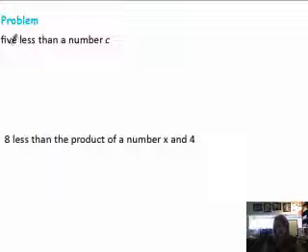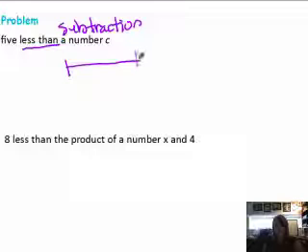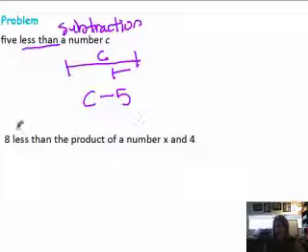So let's take a look at this problem. 5 less than a number c. So less than, we know we've got subtraction here. My writing isn't the greatest. That I'm sure will get better. Okay. 5 less than a number c. So I have some number c that is some amount, and I'm going to take 5 less than that. So we have c minus 5.